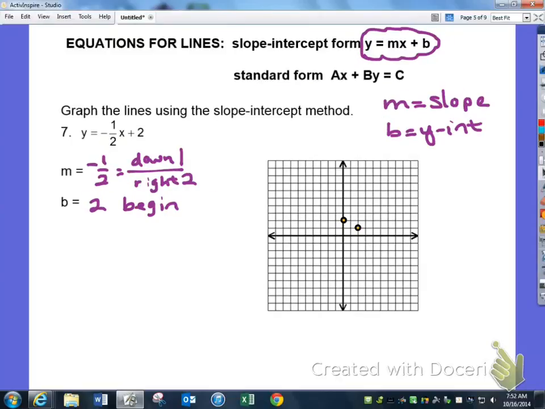Okay, now we're going to keep doing that. We're going to keep going down 1, right 2, and keep putting dots until we get to the end of our graph and we can't do it anymore. So go ahead and do that.